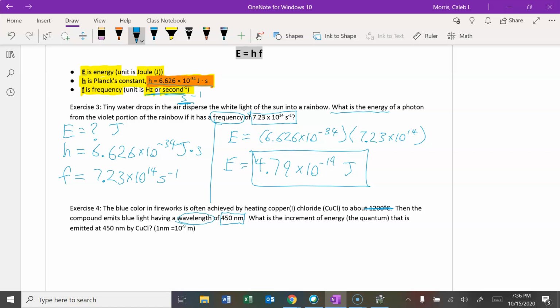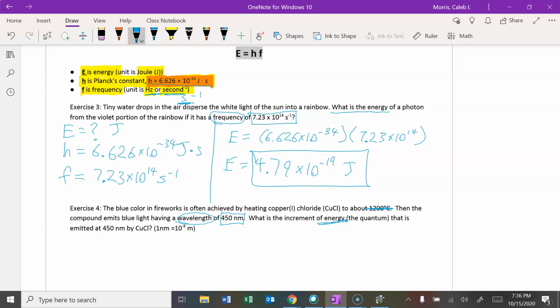What's the increment of energy with a quantum that is emitted? Really, I'm asking for the energy. What's the energy that is emitted at 450 nanometers? So same number, same units, at 450 nanometers by CuCl2 or CuCl. And it reminds us that 1 nanometer equals 10 to the negative 9th meters. All right. I'm looking for energy.